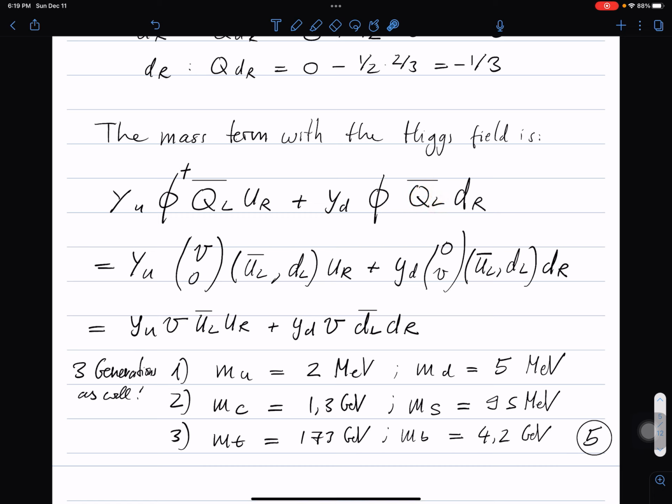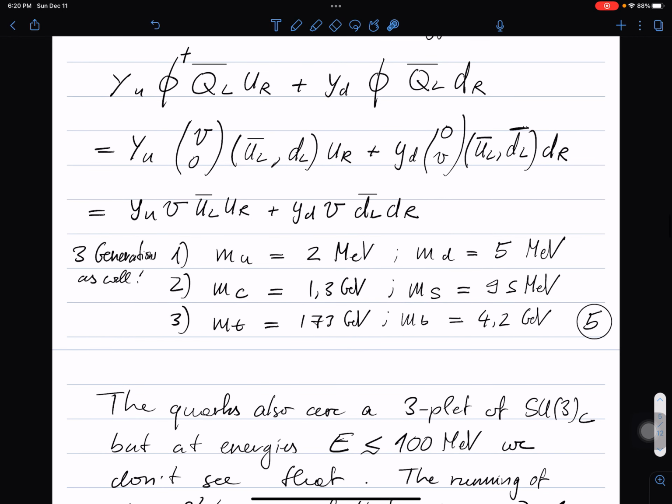Writing it in components, this dagger flips the Higgs field, so we have v, 0 here, which in this combination gives us the mass for the up type quarks, u_L bar u_R, with the coupling Y_u, and this here gives us the mass for the down type quarks, d_L bar d_R. Here we have a defined down type field mass term. Okay, so again we have three generations of quarks.